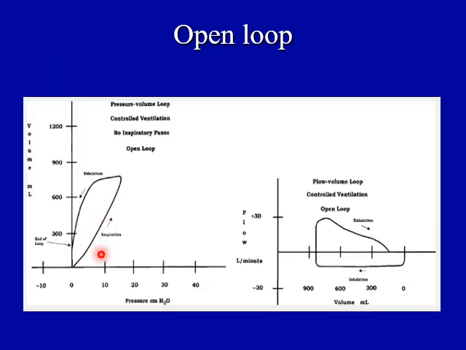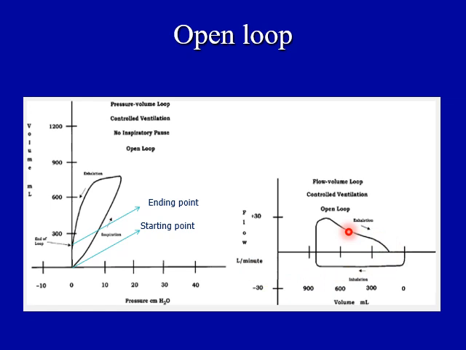Here we can see the open loop. The inspiration starts at this point and goes like this, and the expiration comes and stops here. That means the beginning point is different from the ending point, so there is a gap. By seeing this loop, we can say the amount of volume lost is around 150 to 200 ml.